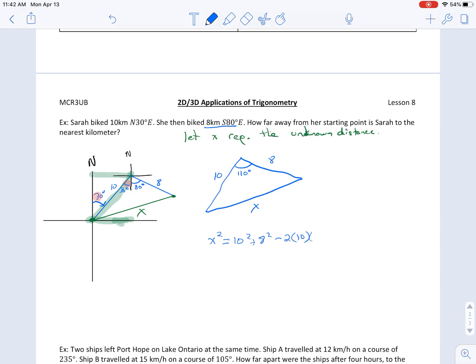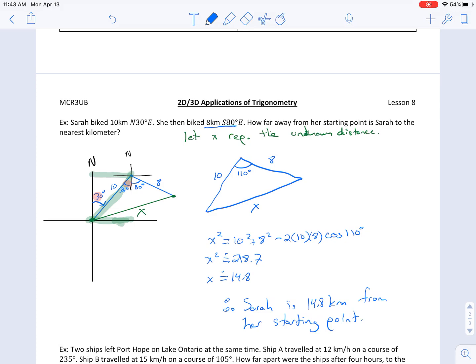So if I set this up using that formula, the cosine of 110 degrees, that's the angle between them, and then I can work it out. You should end up with 14.8. So therefore, Sarah is 14.8 kilometers from our starting point.